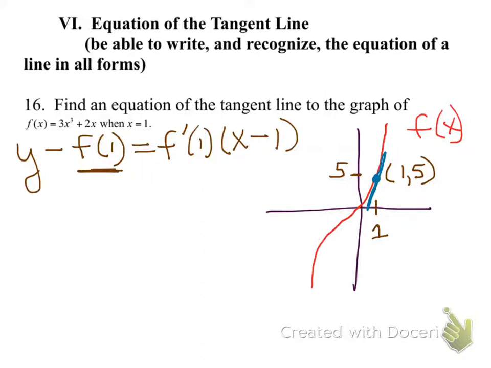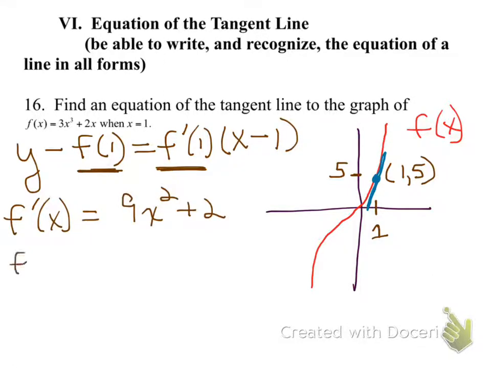Now you have to find the slope at 1. First find the slope by taking the first derivative. That slope is going to be 3 times 3 is 9, 9x squared plus 2. Plug in your 1, aka evaluate at 1, and I get 9 plus 2, which is 11. So now I have all the pieces that I need.